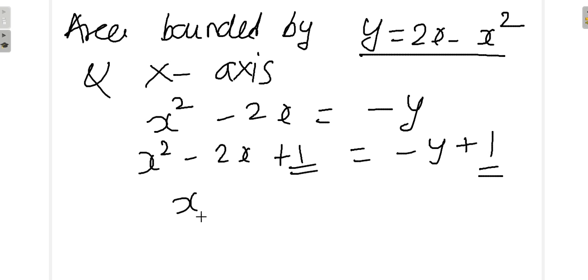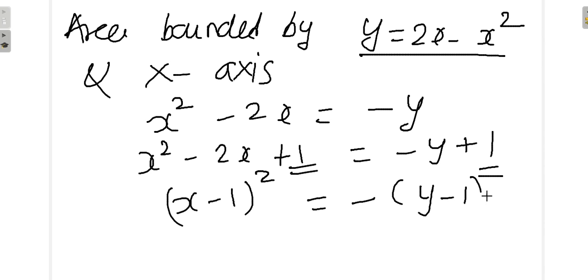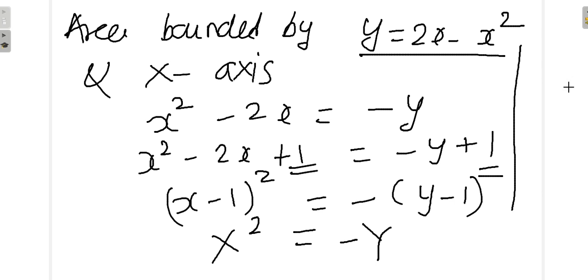That gives me (x minus 1) bracket square equal to minus of (y minus 1). Now this is in the standard form, capital X square equal to minus capital Y. And what is the vertex of this curve? The vertex of this curve is given by the origin in the new system, that is capital X equal to 0 and capital Y equal to 0.